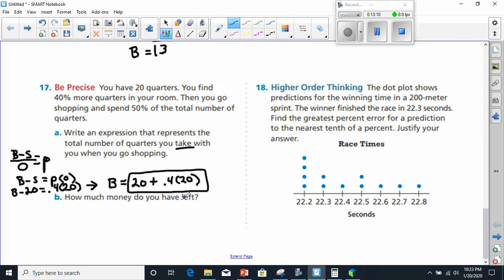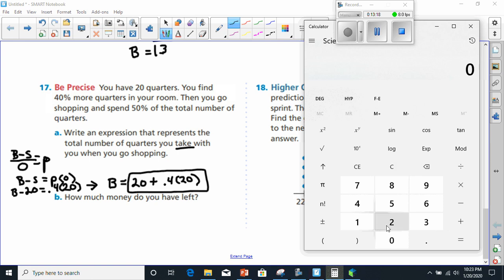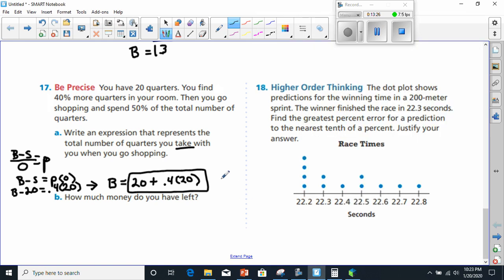Now, how much money do you have left? Well, let's see here. If we have 0.4 times 20, 0.4 times 20 will equal 8. So if I follow this through, we're going to have 20 plus 8 must equal B, and that would be 28. So that's how much we had when we started shopping.